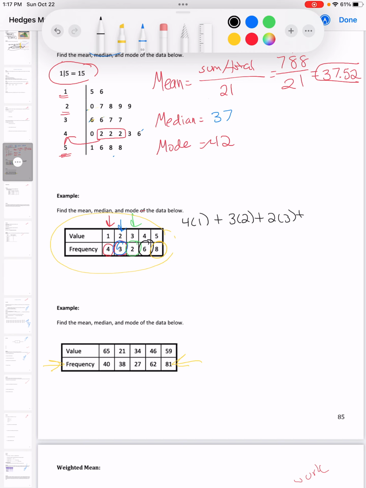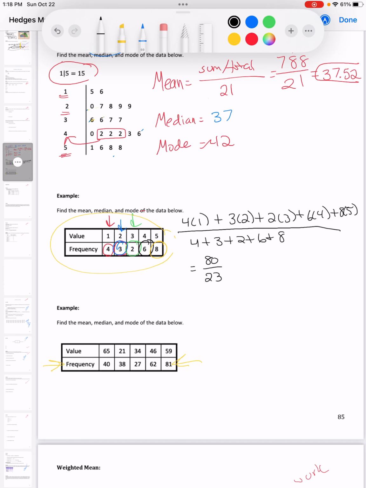There would have been a 4 written 6 times. 4, 4, 4, 4, 4, 4. So if I add those all up, that would just be 6 times 4. And then 8 times 5. And on the bottom here, to get the total number of numbers, I'm going to add up the frequencies. If you type in the numerator, you would get 80. You type in the denominator, you get 23.